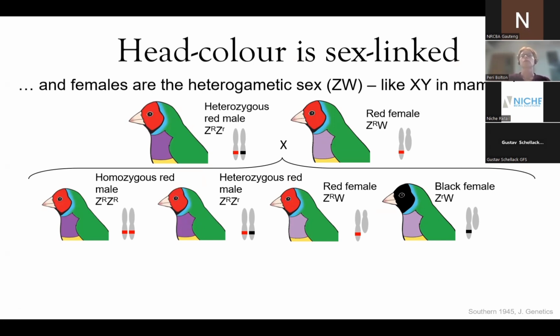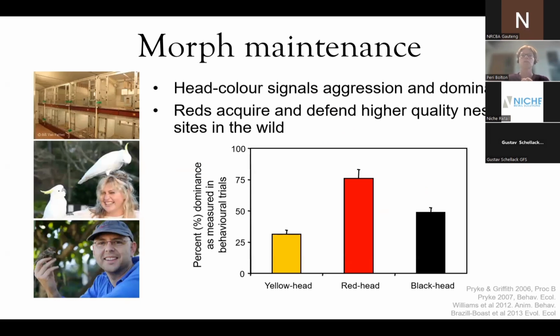So, for example, if you have a pairing with a red male and a red female, a quarter of those will be black females of the offspring.